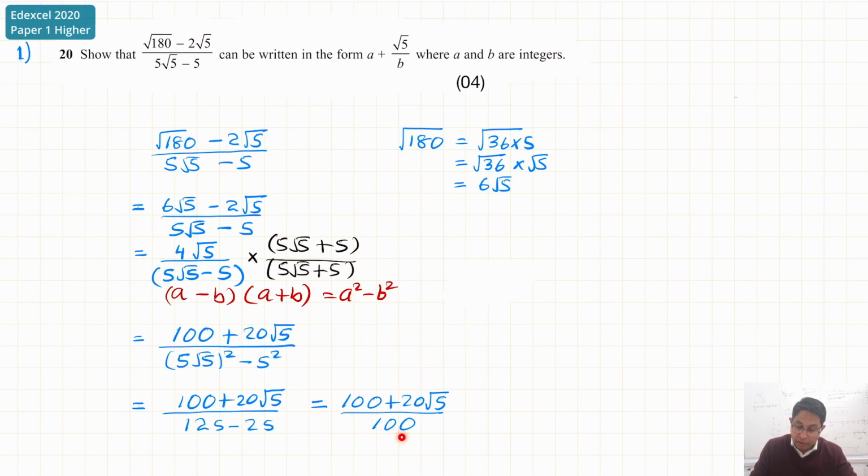Now you can see you don't have a surd in the denominator. To get this form, you have to divide each of these numbers by 100. You can simplify this. This is equal to 1 plus square root 5 over 5. Now you have this form here. If you want, a is equal to 1 and b is equal to 5.